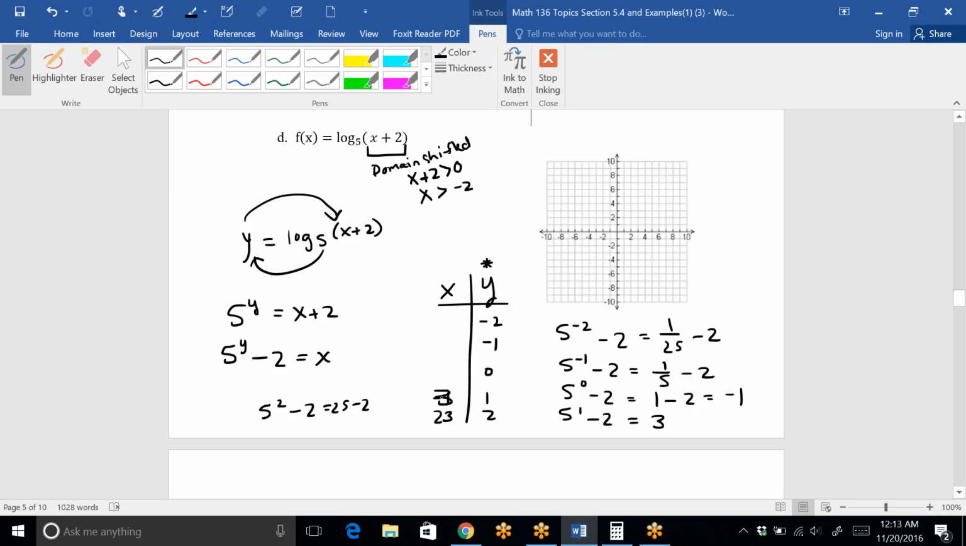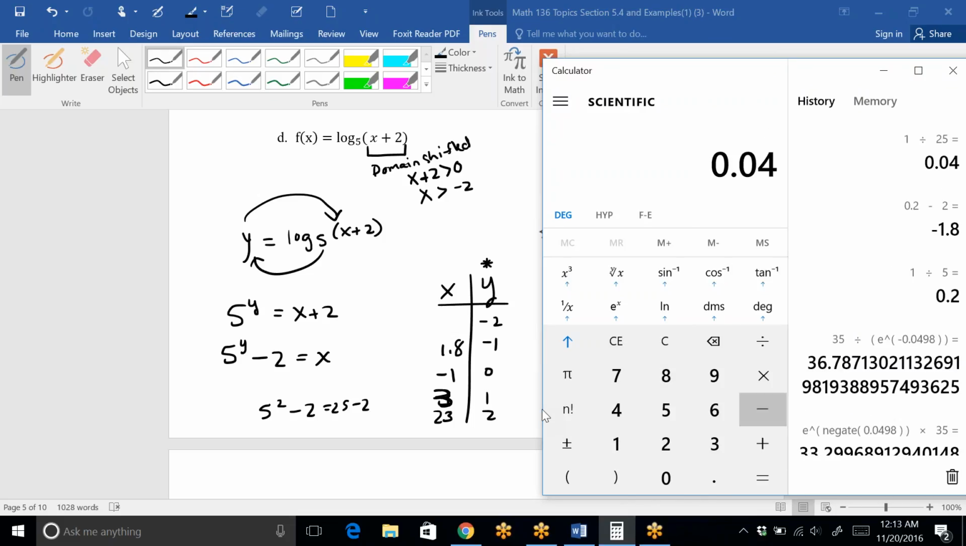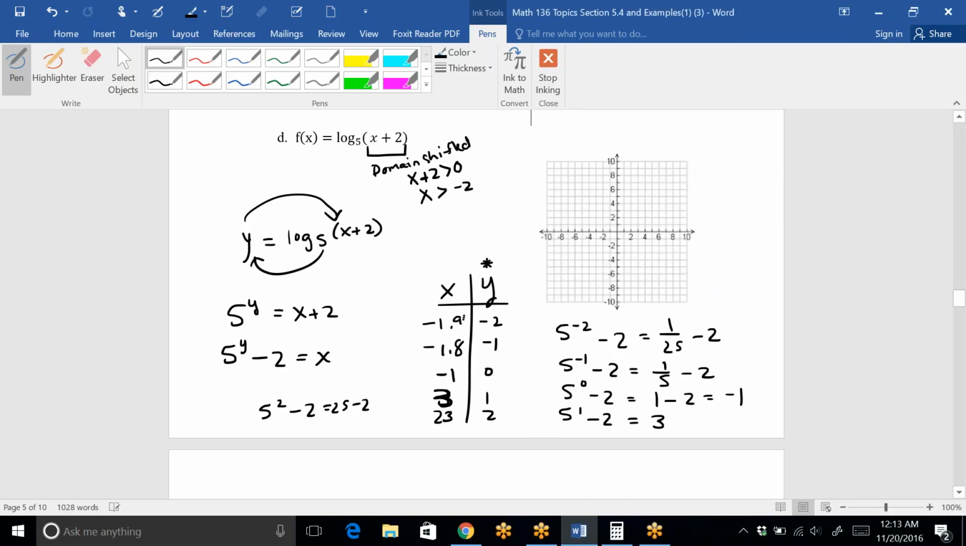Oh, sorry, I missed one of these. This was 3. This is negative 1. This one is 1.8. And then 1 divided by 25, and then take away the 2 is negative 1.96. This guy was also supposed to be negative. So negative 1.96, negative 2, negative 1.8, negative 1, negative 1, 0, 3, positive 1, and I can't graph the other one.